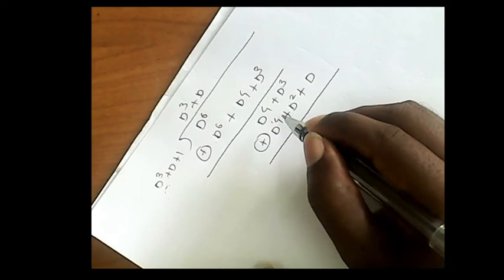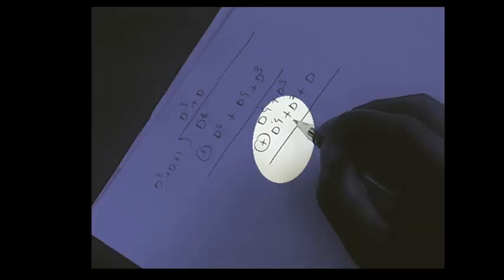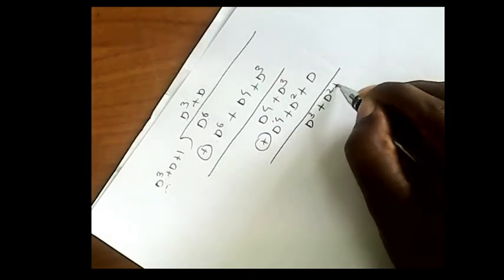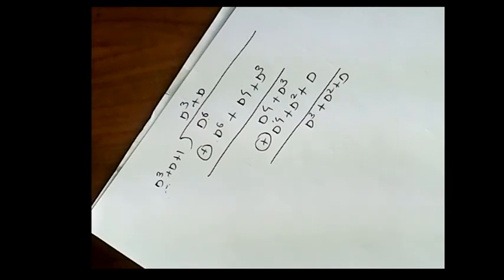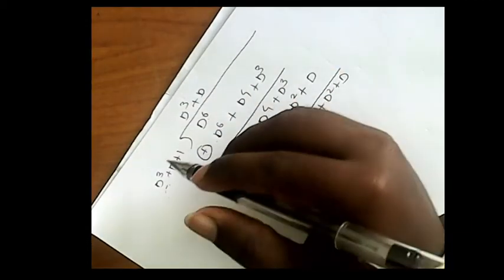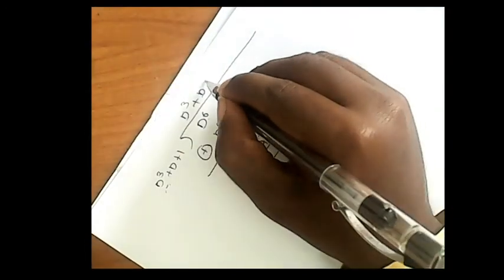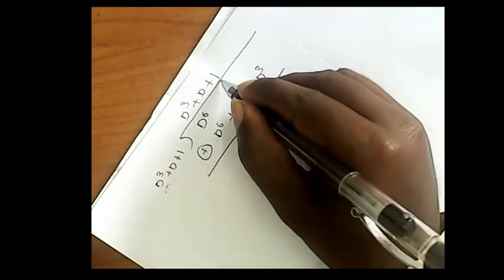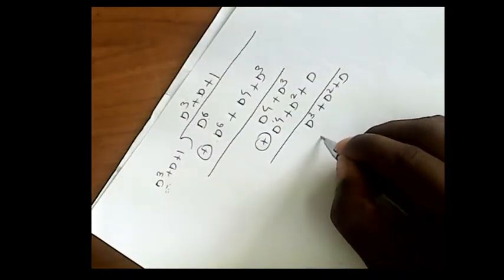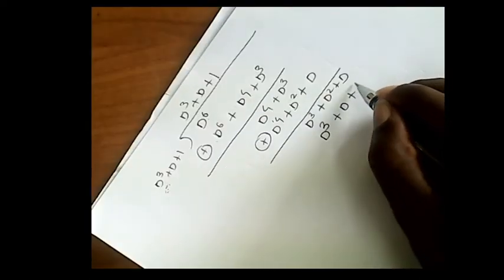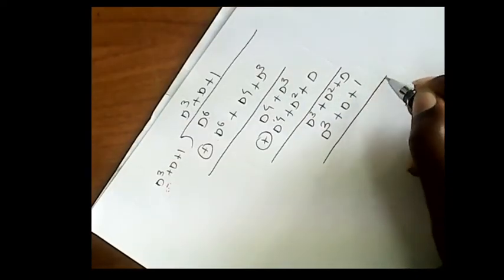Here addition is performed by the XOR operation or modulo 2 operation. So we can get d cube, d square, d. Here the power difference between these two is 0. So we can take 1, and each term of this will be multiplied to the 1 of the generator polynomial. So we get d cube, d into 1.